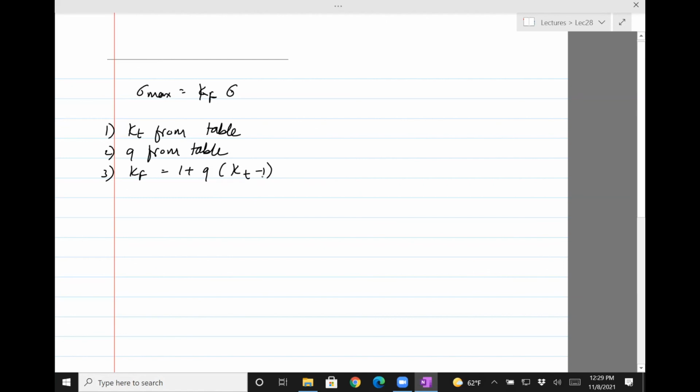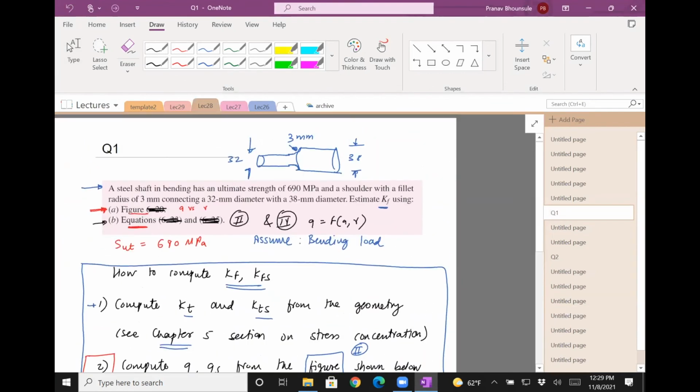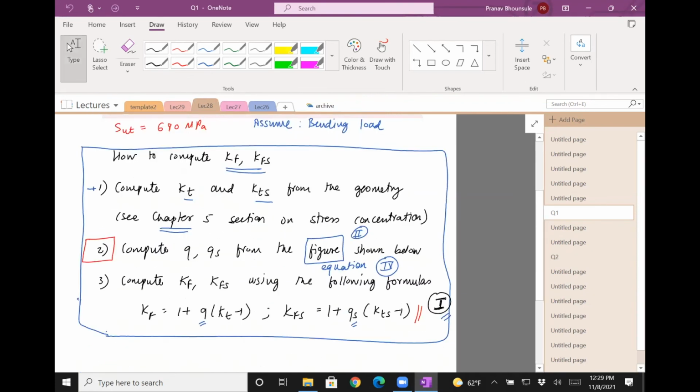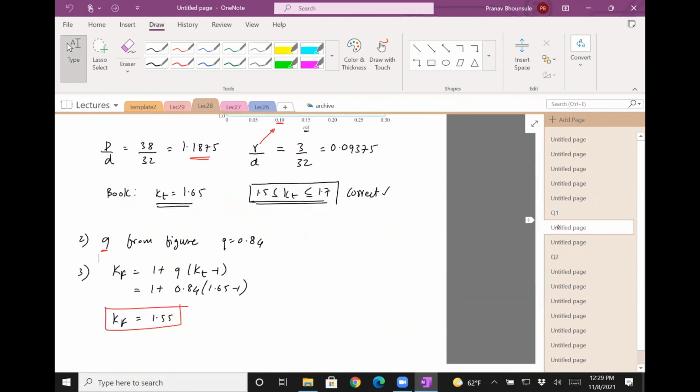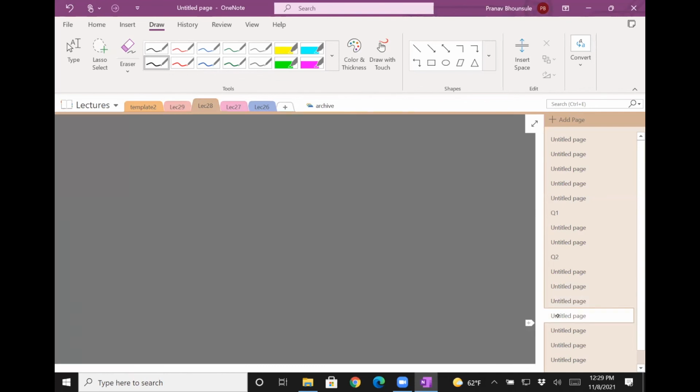Okay, so that's what we need to do. Fortunately, it turns out that I'd given you the same geometry in the previous problem. If you look at the previous problem, Q1, we had the same one. We had 38 mm diameter, 32 mm, 3 mm fillet. So that saves us some time. We can just take the value we got for Kf from the previous problem and plug it in. But if not, then you need to go through this whole procedure, which we did for Q1, to find the right value for Kf. Kf will take us 1.55, but it's quite a few steps.